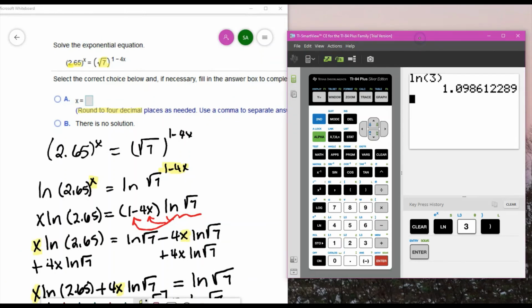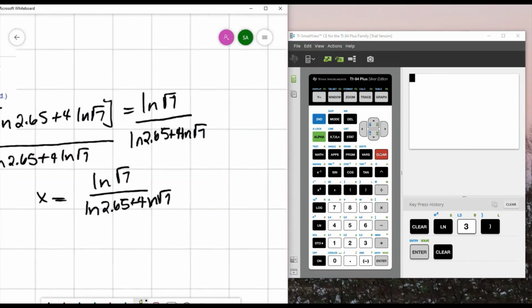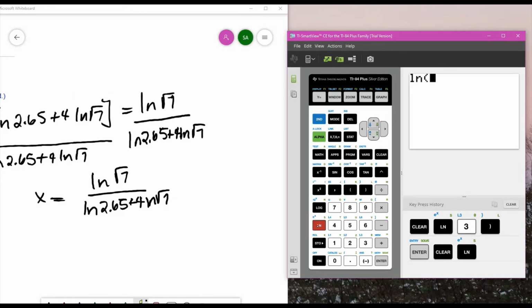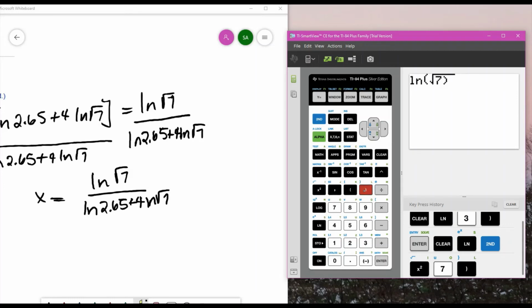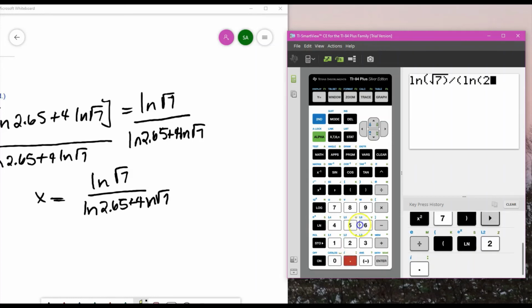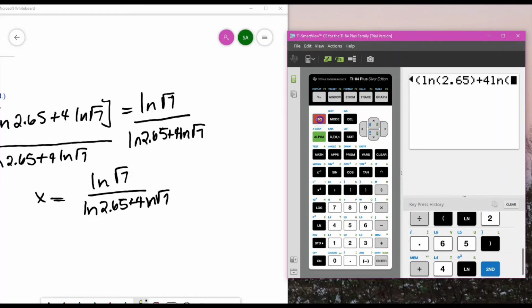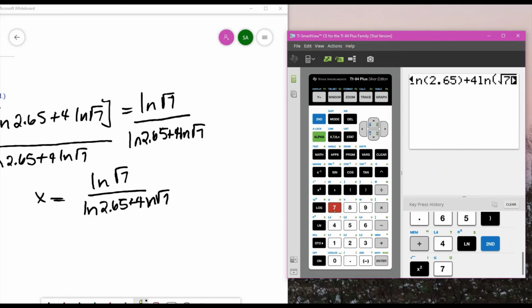So let me get my calculator and try to type this out. So I'm going to type natural log square root 7, divided by, I need parentheses around my denominator, natural log of 2.65 plus 4 natural log square root 7, close parentheses. Well, let me delete that. I want to move my arrow. Oops. Let's delete. Move my arrow to close parentheses for the log, and close my parentheses for the denominator.